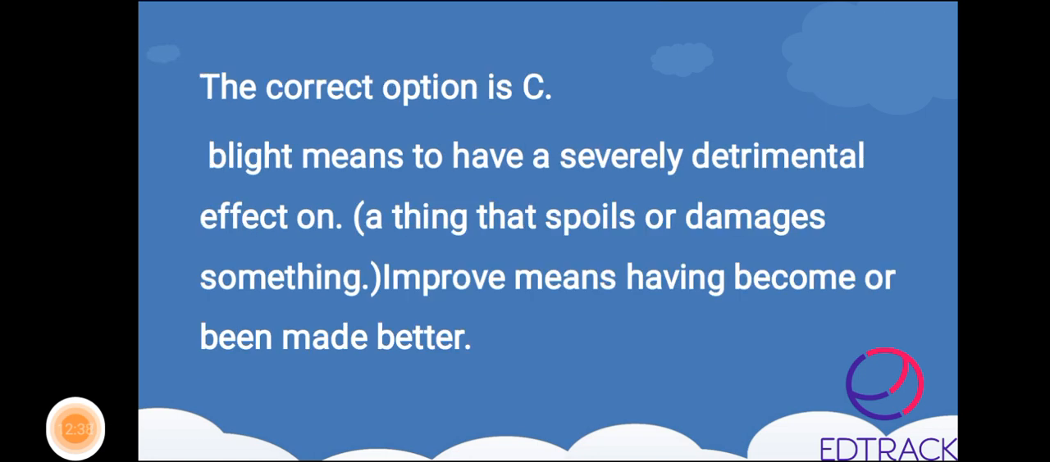So blight means to have a severely detrimental effect on something, a thing that spoils or damages something. Do you get it now? So improve means to become more, or to have been made better. So that's the word improve. That's exactly the opposite, it has opposite meaning to the word blight. All right, so let us move to the next question.